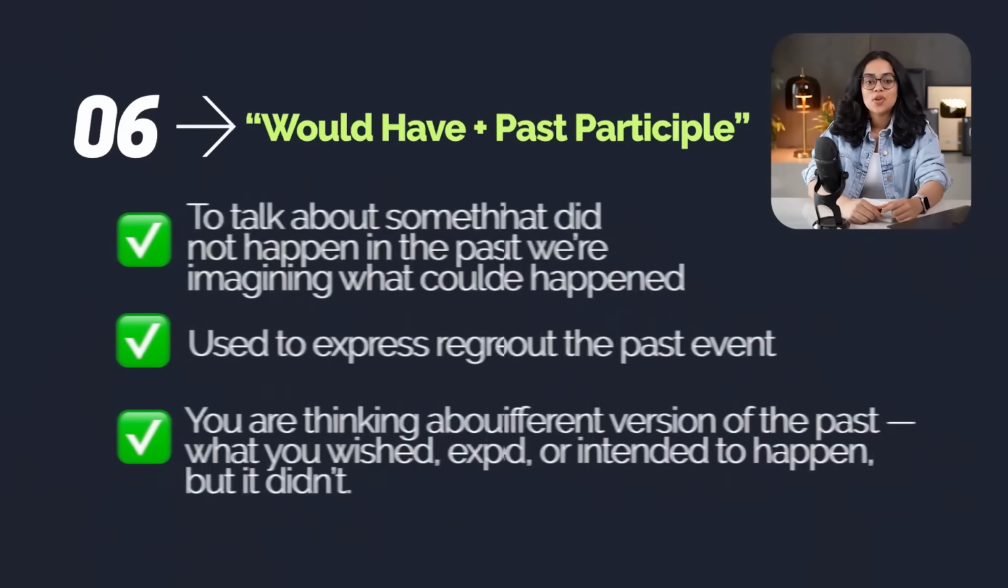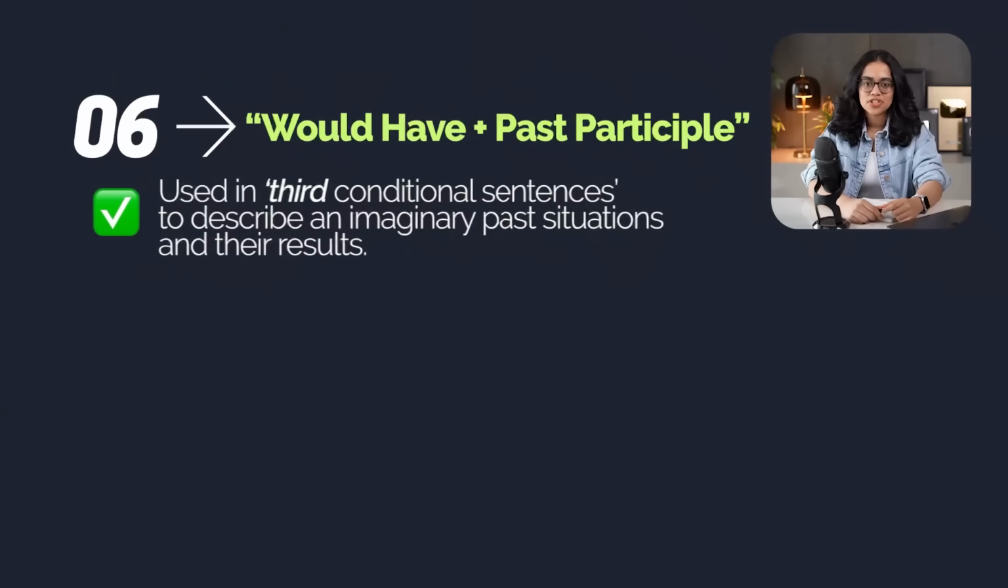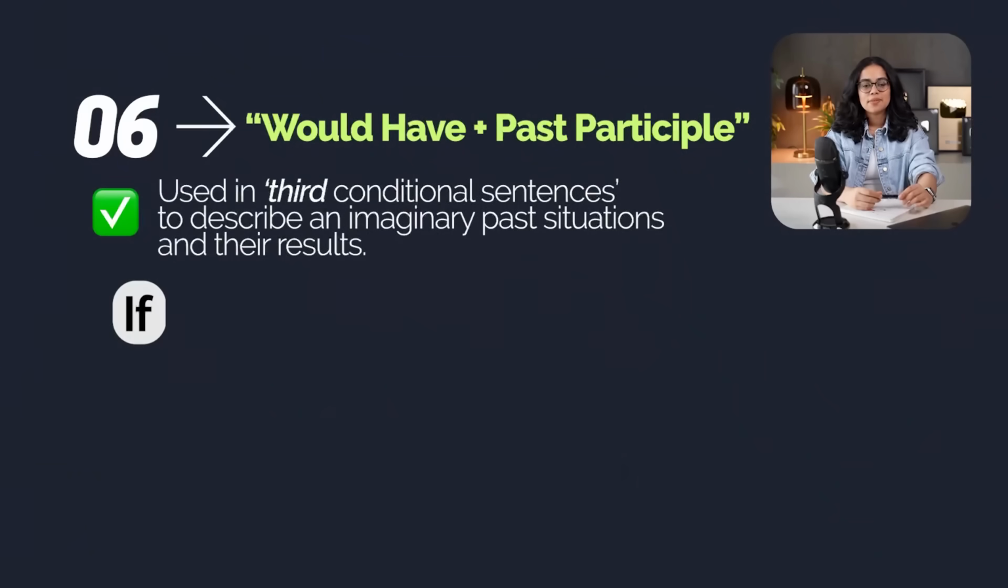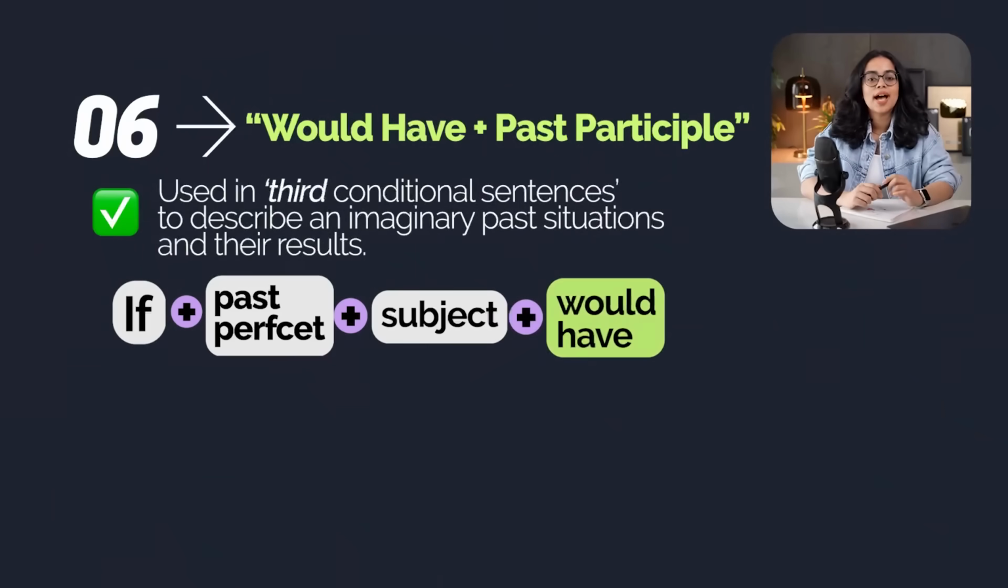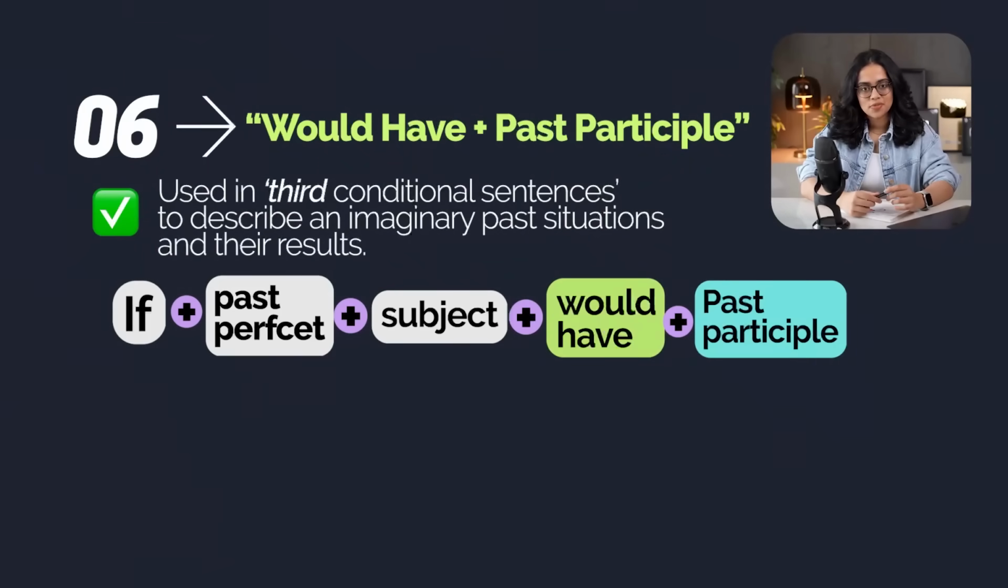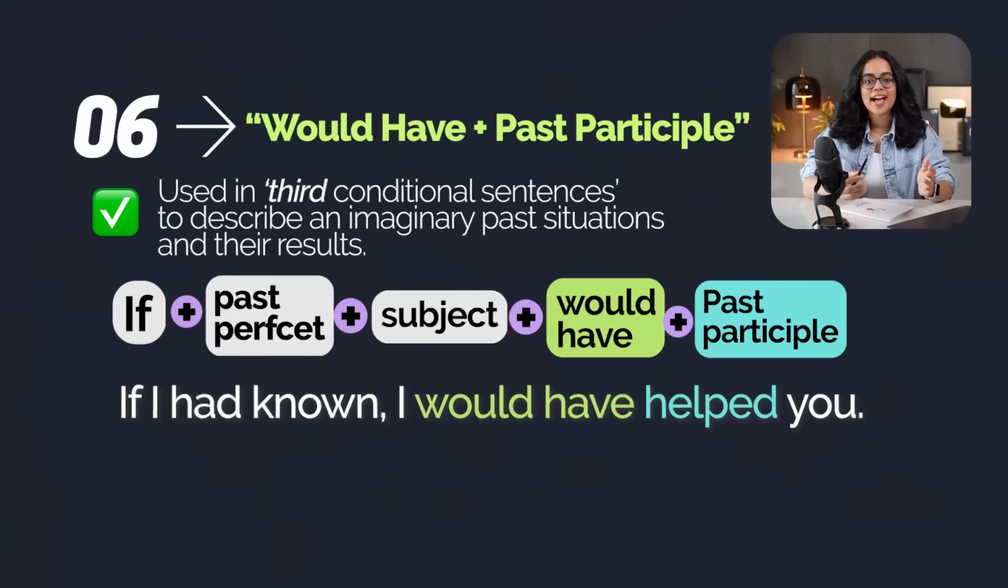Now, this is often used in third conditional sentences when describing an imaginary past situation and their results. The structure is something like this: if plus past perfect plus subject plus would have plus past participle. Here is an example to understand it better. If I had known, I would have helped you.